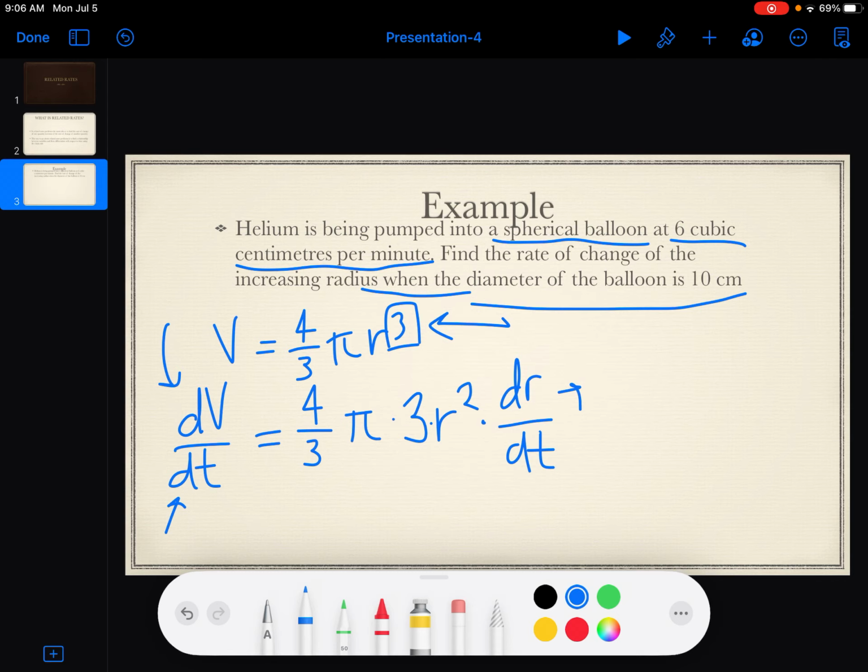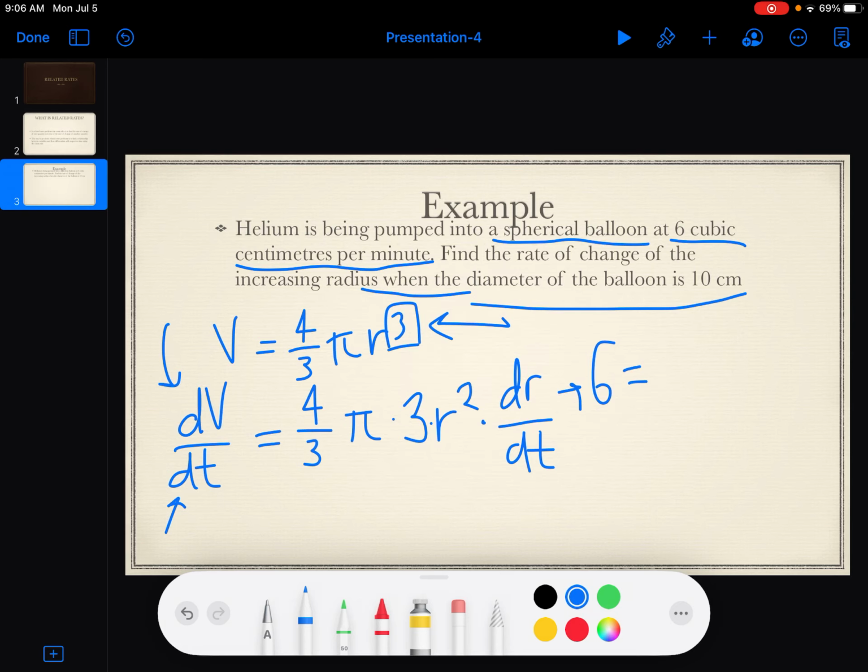So now let's just put in our information. What is dV by dt? What is the derivative of volume with respect to time? Looking back at the question, the helium is being pumped into the balloon at 6 cubic centimeters per minute. The volume is increasing at 6 cubic centimeters per minute. Right there, you see it. Volume over time, dV over dt. So what is dV over dt? It's just 6.